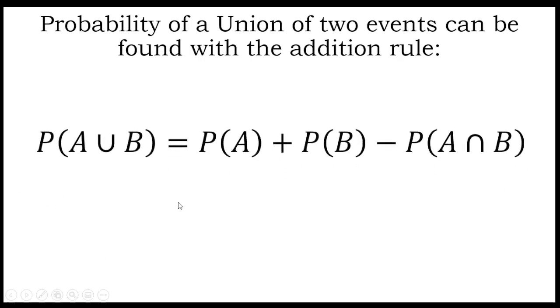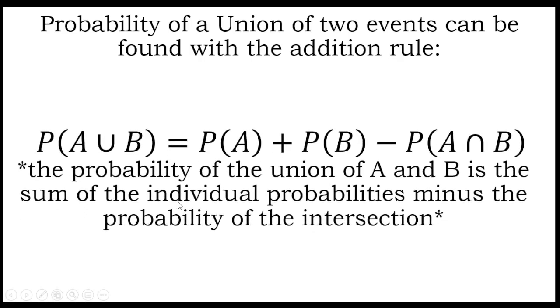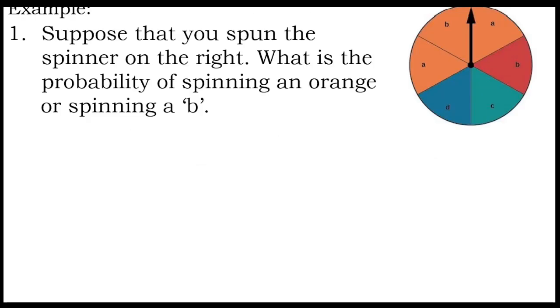The probability of a union of two events can be found with the addition rule, given this working equation, which is read as the probability of the union of A and B is the sum of the individual probabilities minus the probability of the intersection. Now, take note of this working equation. Now, let's have an example.